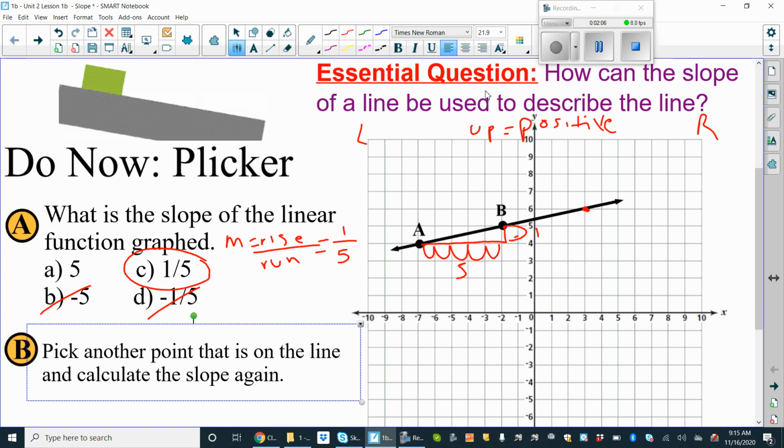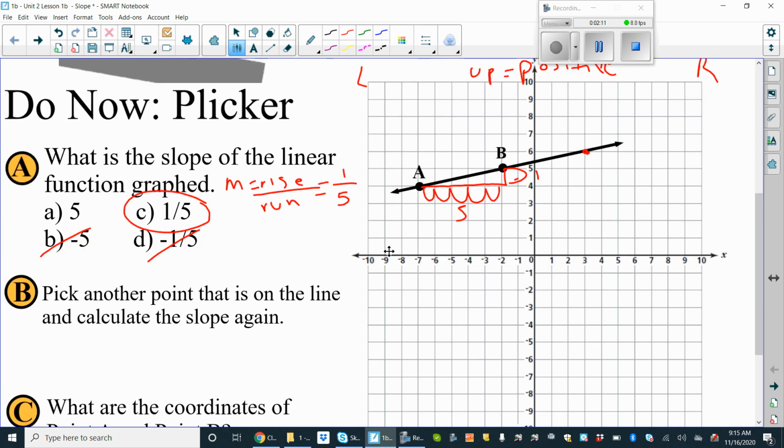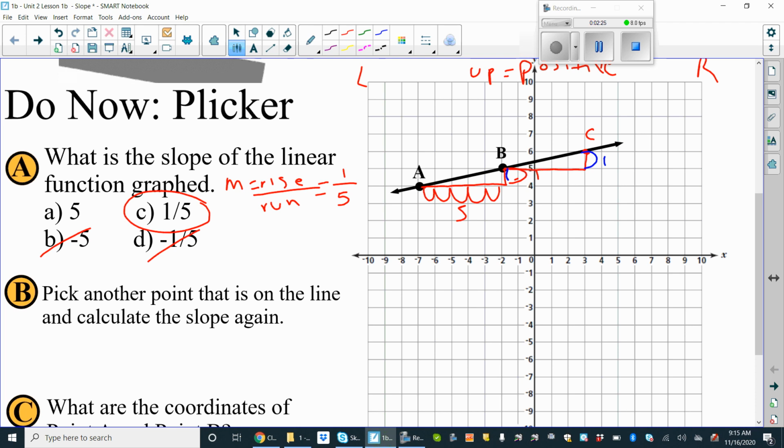So we have to find the slope now from B to this new point, which I'll name C. So again, we create a triangle to count the rise over the run. I'm going to use a different color. So the rise is 1, the run is 1, 2, 3, 4, 5. So our slope formula again is m equals rise over run. And our rise is 1, and our run is 5. And it ends up being the same exact slope as from A to B.